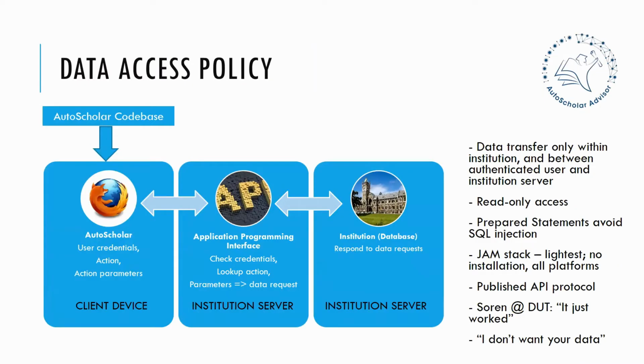The system integrates into a university or college through an application programming interface, or API, which manages the data access and translates it to the form expected by the AutoScholar. The API is accessed in a closed loop between an authenticated user and the institution. So even though you receive AutoScholar functionality, all the information transfers respect the modern privacy protocols.